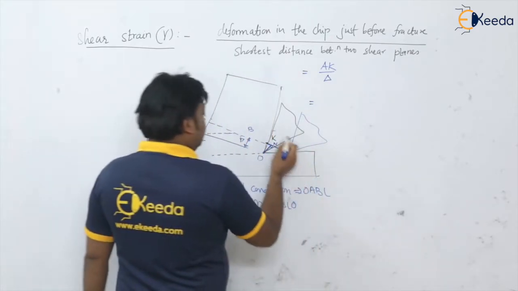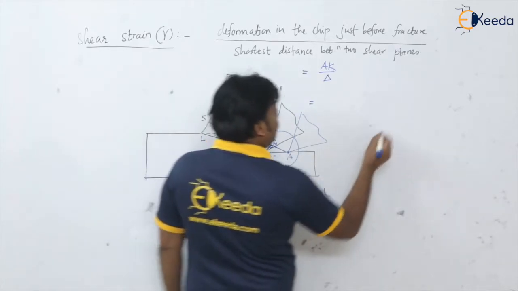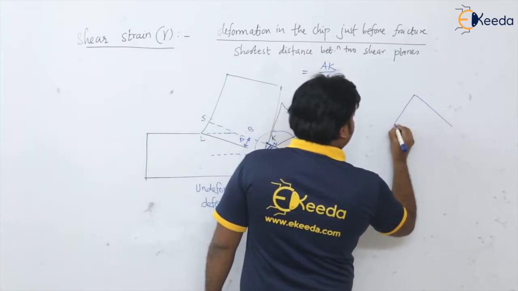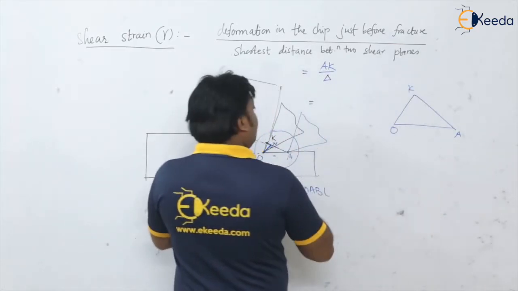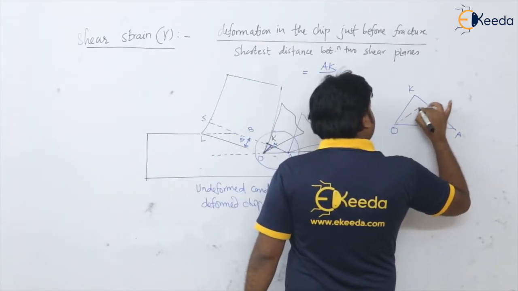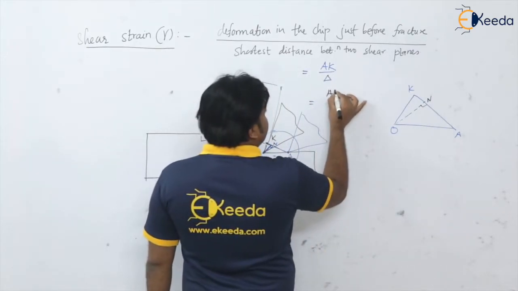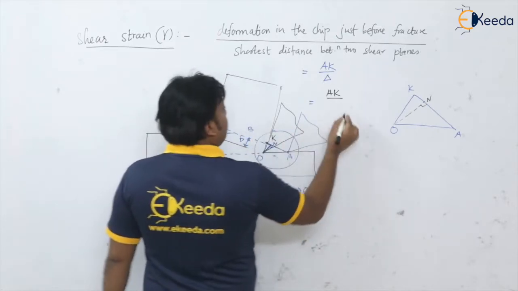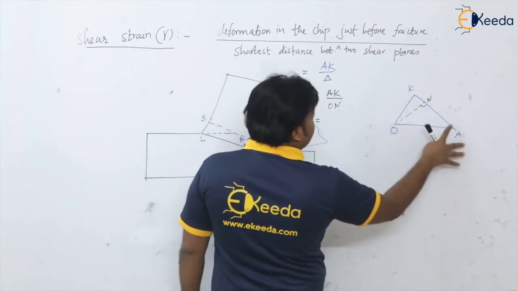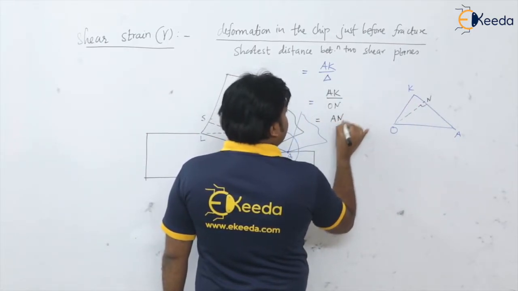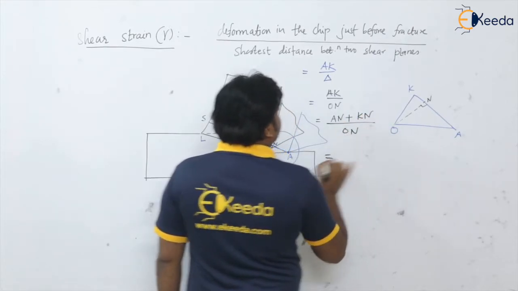Now I will draw this triangle in an exaggerated view here. This is O, A, K, and from O I have dropped a normal on AK at point N. So AK divided by delta is nothing but AK divided by ON, and AK will be AN plus KN divided by ON, isn't it?